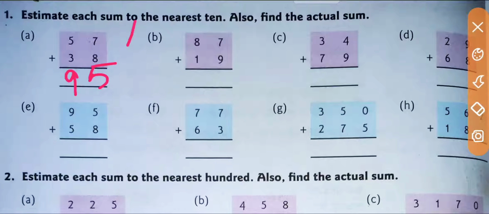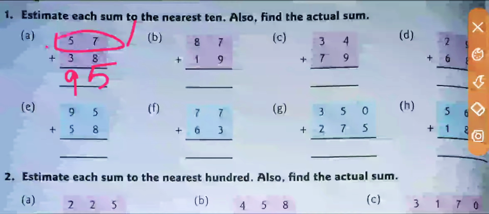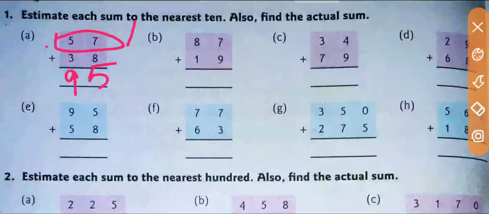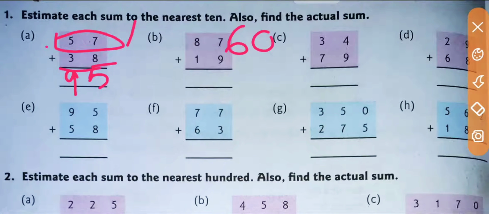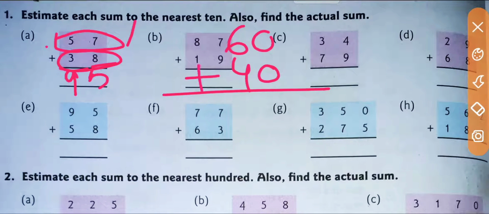Now we have to change the given numbers to the nearest 10, then we will find the sum. For the first question, for 57 the nearest 10 is 60 and the nearest 10 for 38 is 40. If we add these two numbers, we get 0 plus 0 is 0, and the next one, 6 plus 4 is 10. So this is the answer, 100.